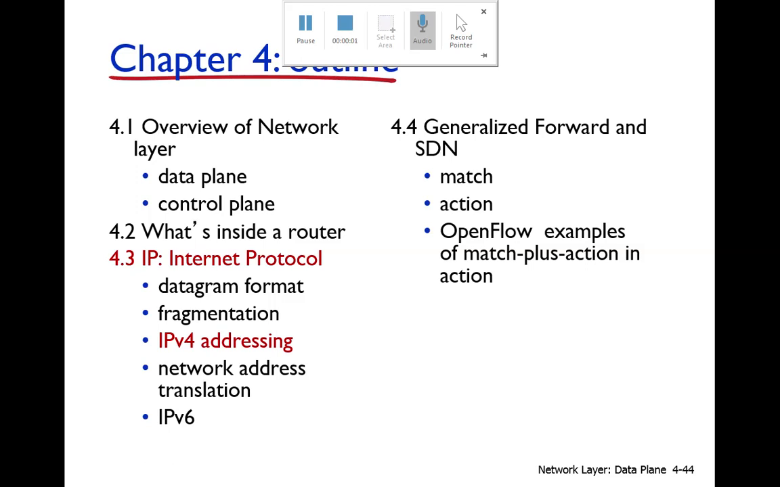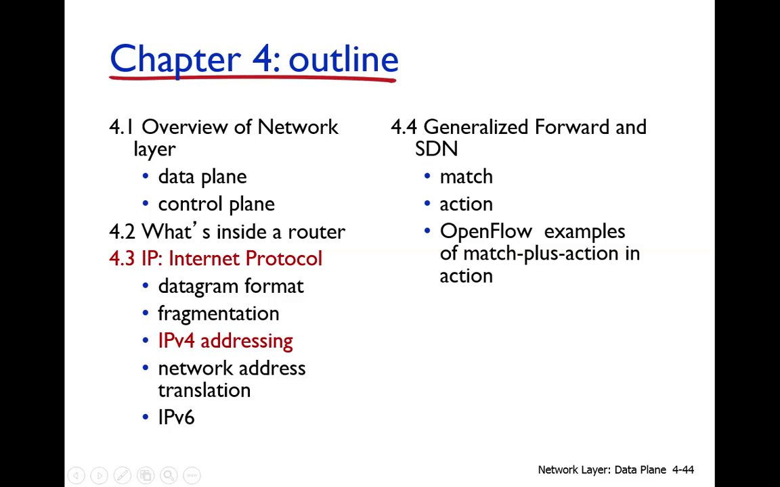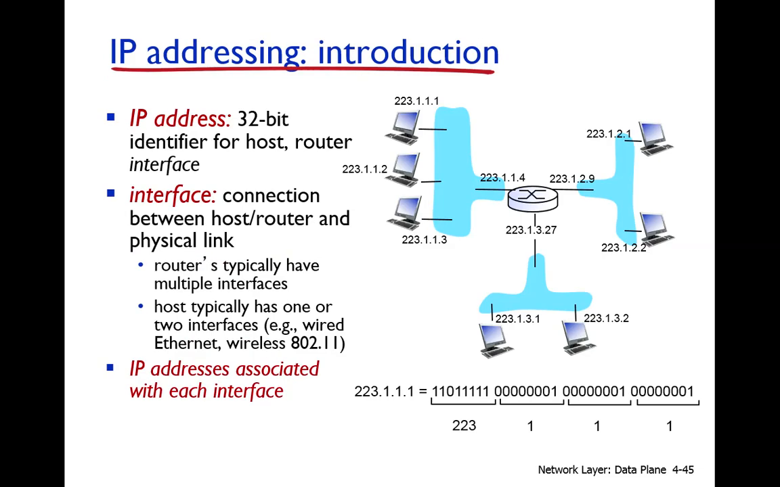Okay, now we are going to continue chapter number 4 and we are discussing IP addressing. Now, as you know, an IP address is basically a 32-bit identifier that identifies a host or a router interface.